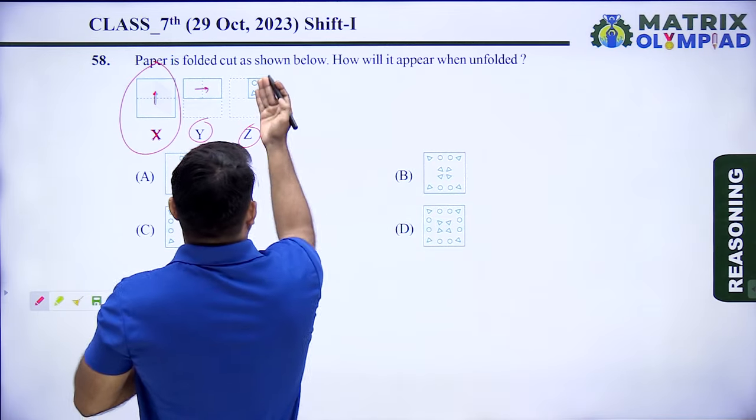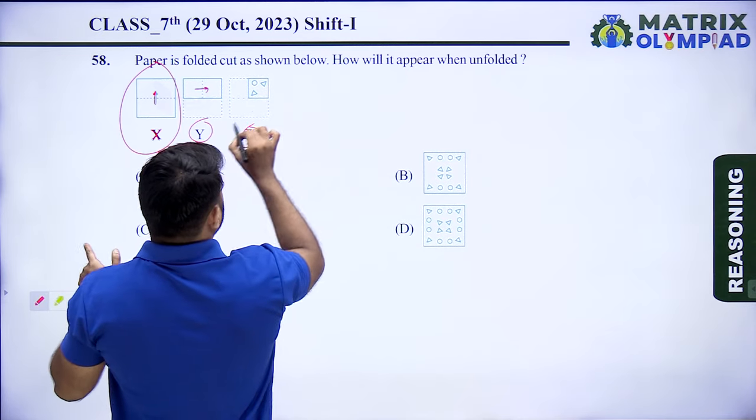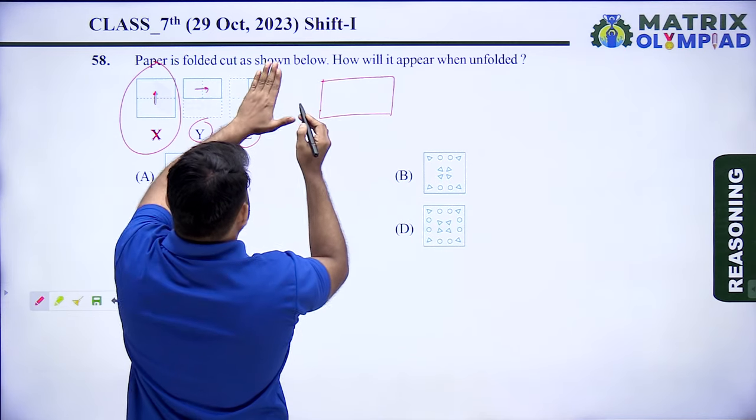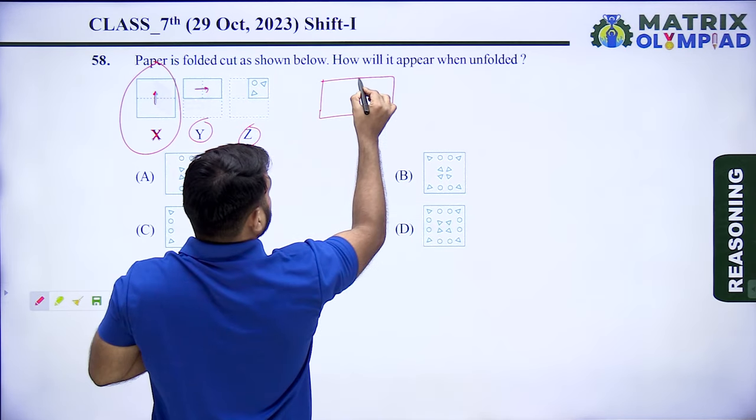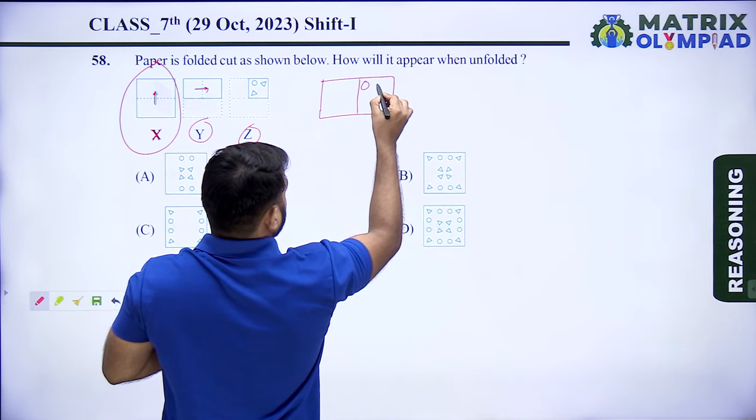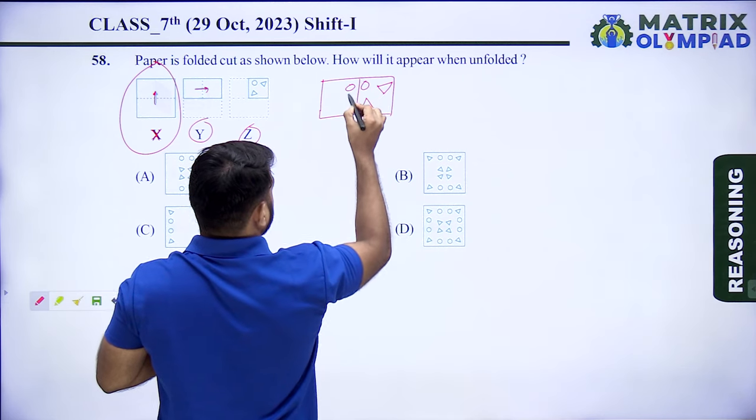So first unfold the Z. Unfolding the Z, it represents Y. So find the mirror image of this figure. The mirror image of this figure looks as follows.